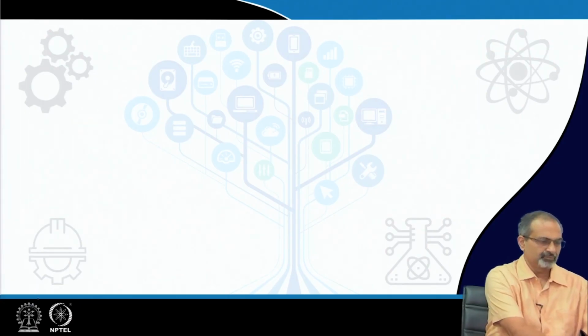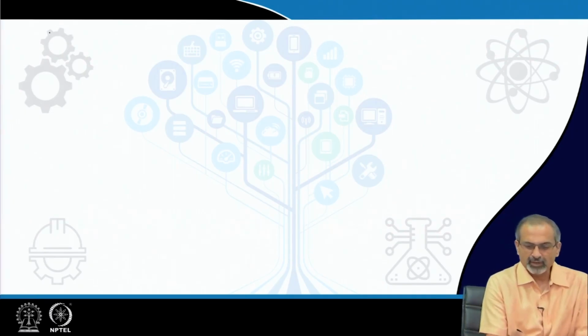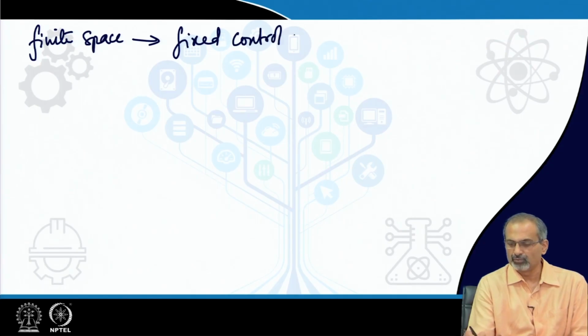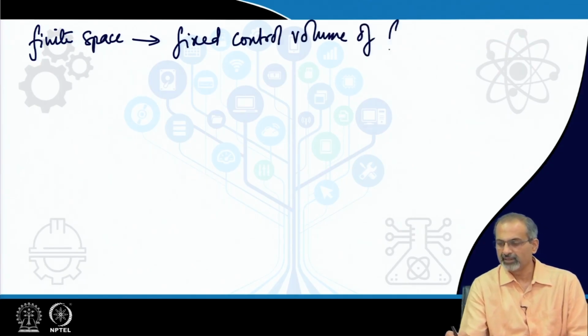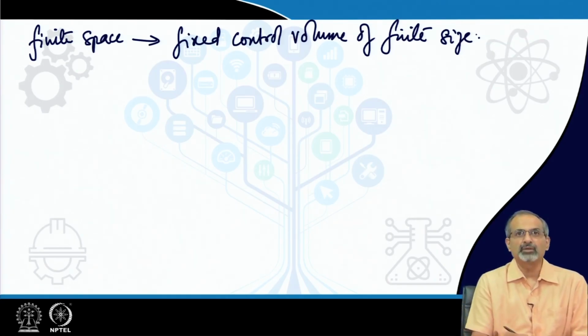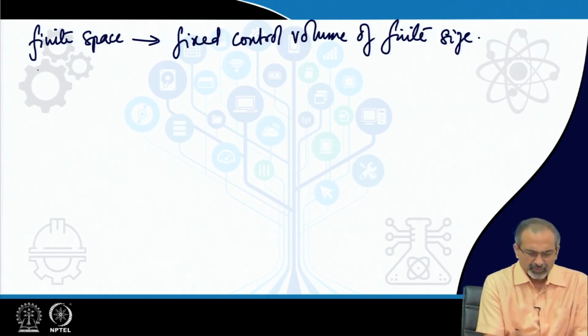Having said that, we understand that this integral form of the equation is valid for what? It is valid over a finite space, because you have defined a fixed control volume of finite size. It is not infinitesimal in size, that is the point. Now, what about the mass conservation equation if you reduce that control volume to a very small one and shrink it virtually to a point? So, from finite space we want to go to a distinct point in the flow field.